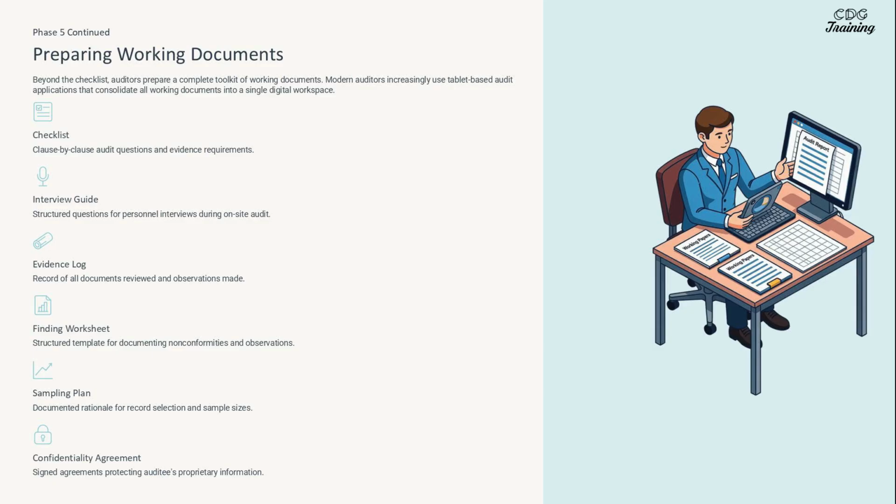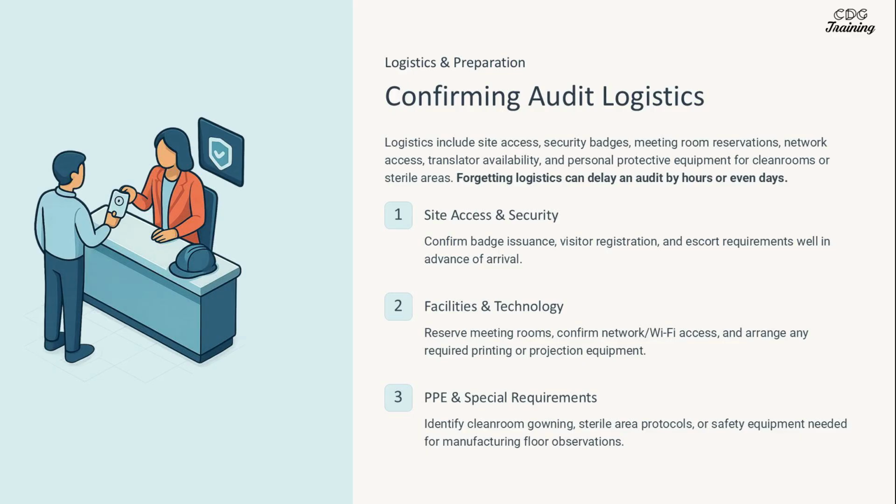Preparing working documents involves creating a complete toolkit for the audit. Modern auditors use digital tools to consolidate information efficiently. Confirming audit logistics is crucial to avoid delays. Site access, facilities, and special requirements must be arranged well in advance.